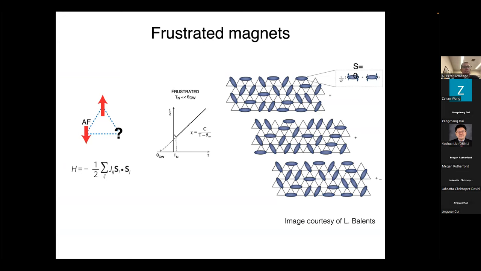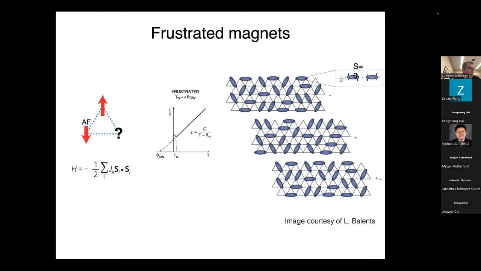The basic idea here is that for over 30 years, there have been searches for quantum spin liquid states in various kinds of frustrated magnets. The basic idea is that if I have, let's say, an anti-ferromagnetic interaction, and I have spins on a lattice that has a triangular motif, then after putting two spins down anti-aligned to each other, a third spin can't figure out which way to go.